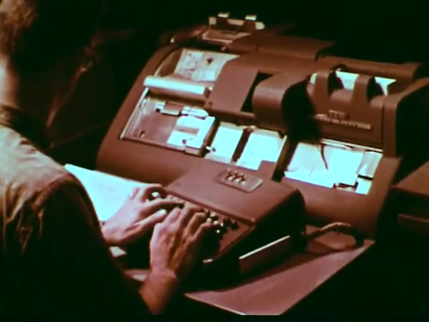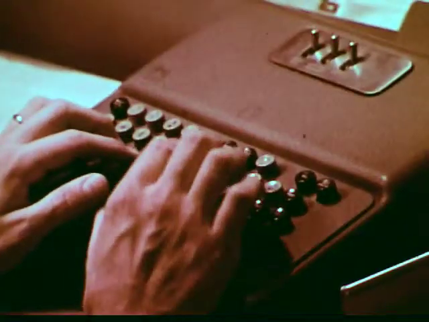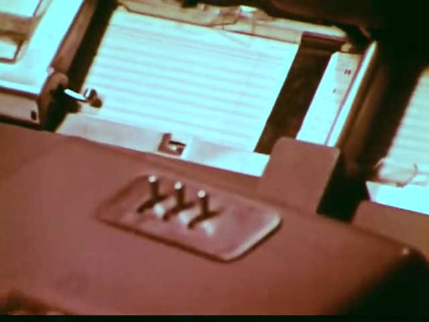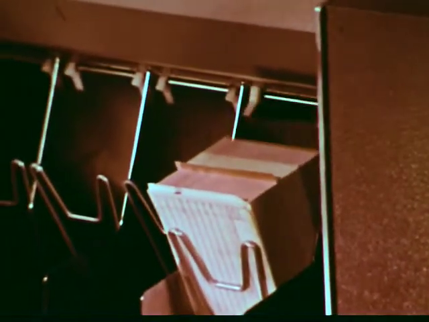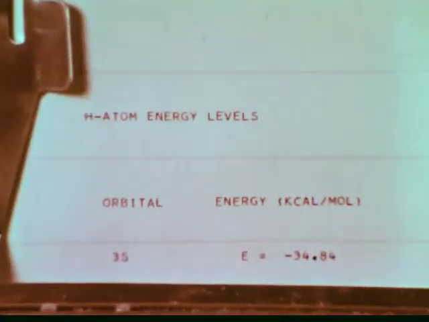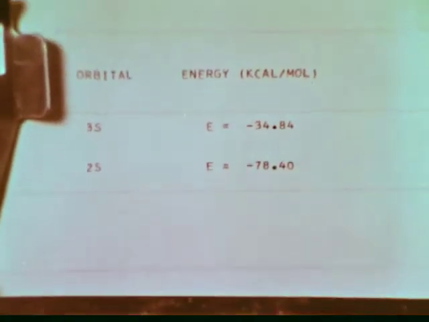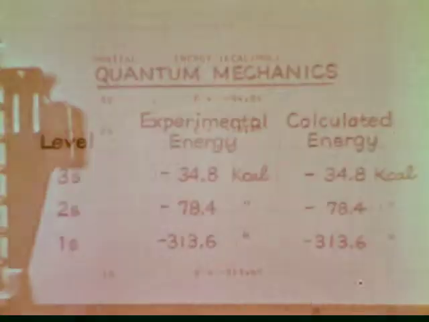This high-speed computer simplifies the task of carrying out the calculations. The equation is punched onto cards and fed into the computer together with instructions on how to solve it. The computer then rapidly solves a problem that is tedious if done by hand. When the calculations are completed, the machine types out the energy values. Let's compare these calculated energies with the experimentally determined energies of the hydrogen atom.